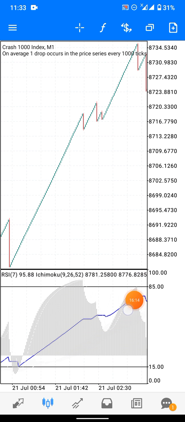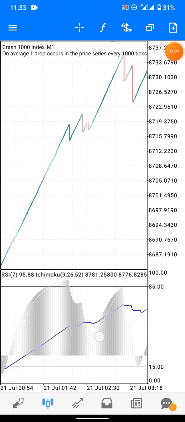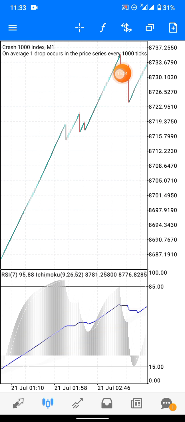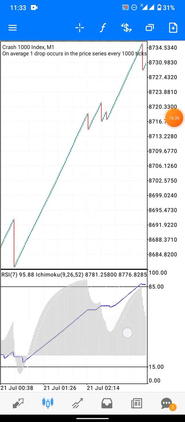So you can see MACD touches level 85, and Ichimoku also touches level 85, and it made one spike. Then you either close or you wait for 5 candles. If it does not spike, then you close. At least you close at zero loss, zero profit. And you can see, this is what I'm saying.